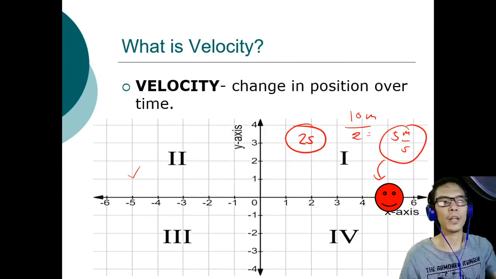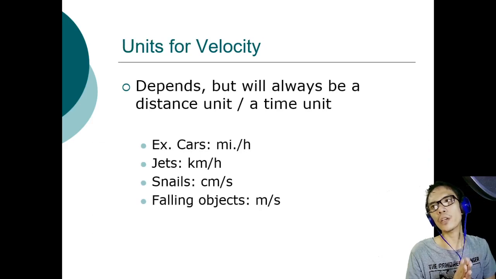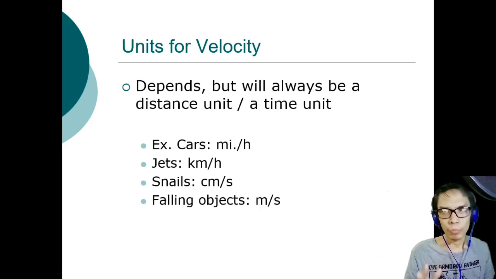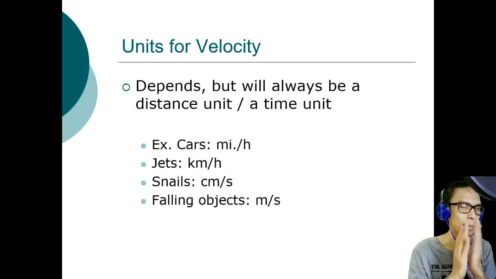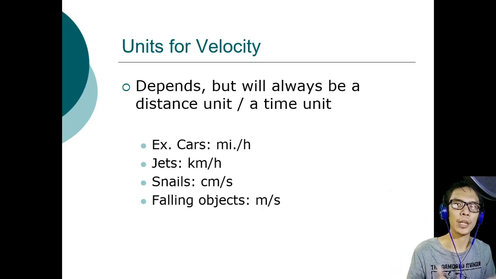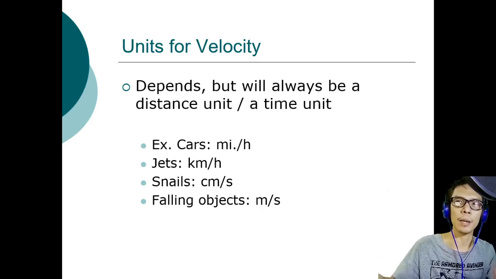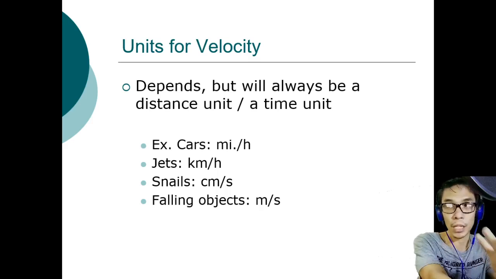So that is velocity. What are the units of velocity? It depends on the distance and time. We have miles per hour in some cars. In jets, we have kilometers per hour. In snails, we have meters or centimeters per second. And on falling objects, we might use meters per second or kilometers per hour. So these are some common units of velocity or speed.